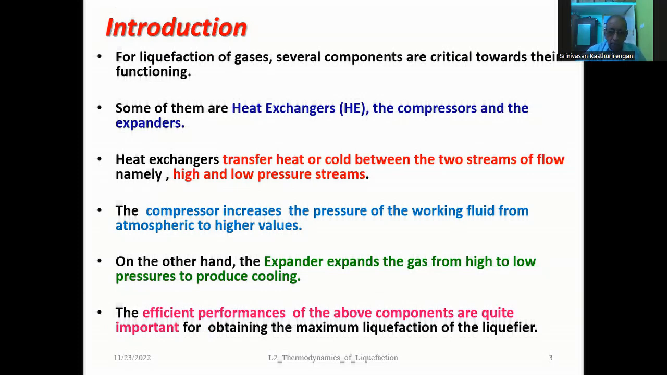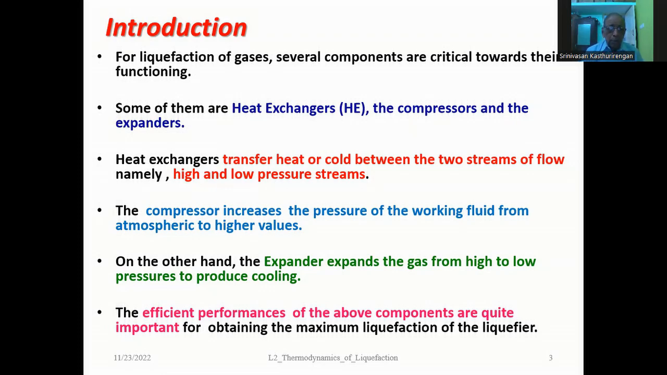of heat transfer. As I mentioned earlier, for the liquefaction of a gas, several components are critical towards their functioning. Some of them are the heat exchangers, the compressors, and the expander. Of course, the Joule-Thomson expansion valve is also another important component, but we will only inform in brief about the Joule-Thomson valve in this lecture.